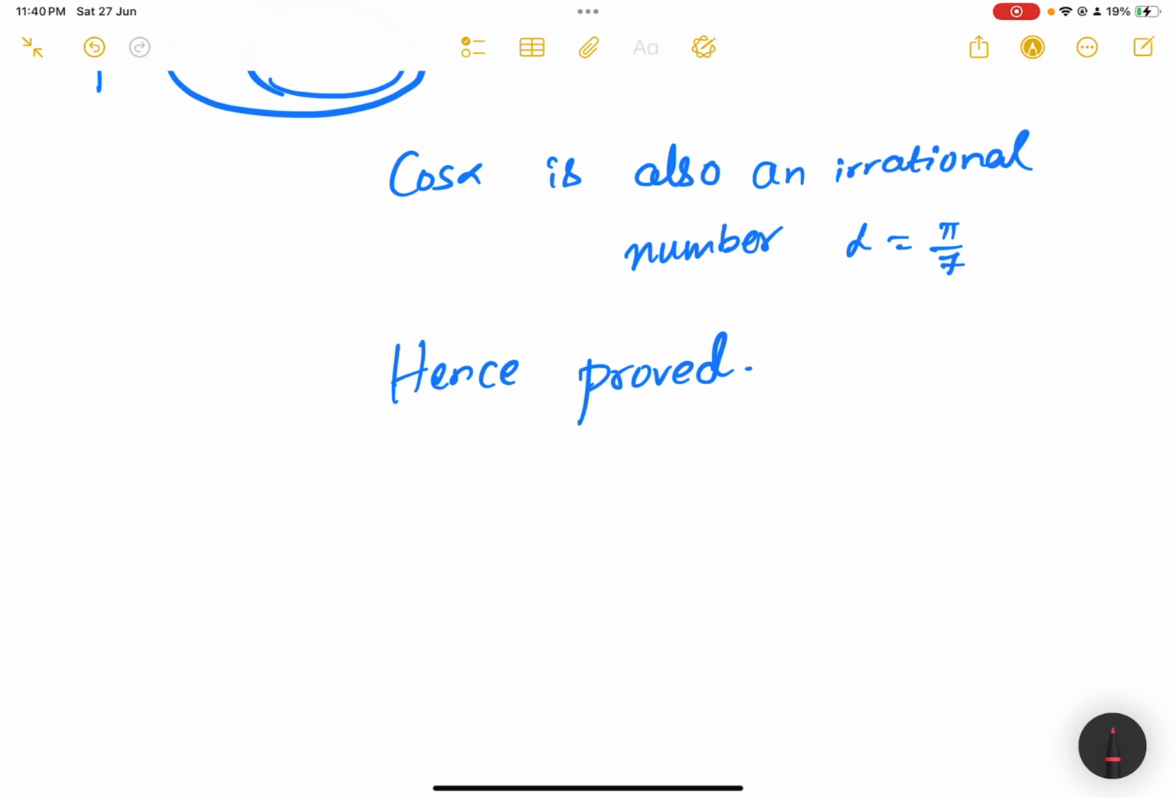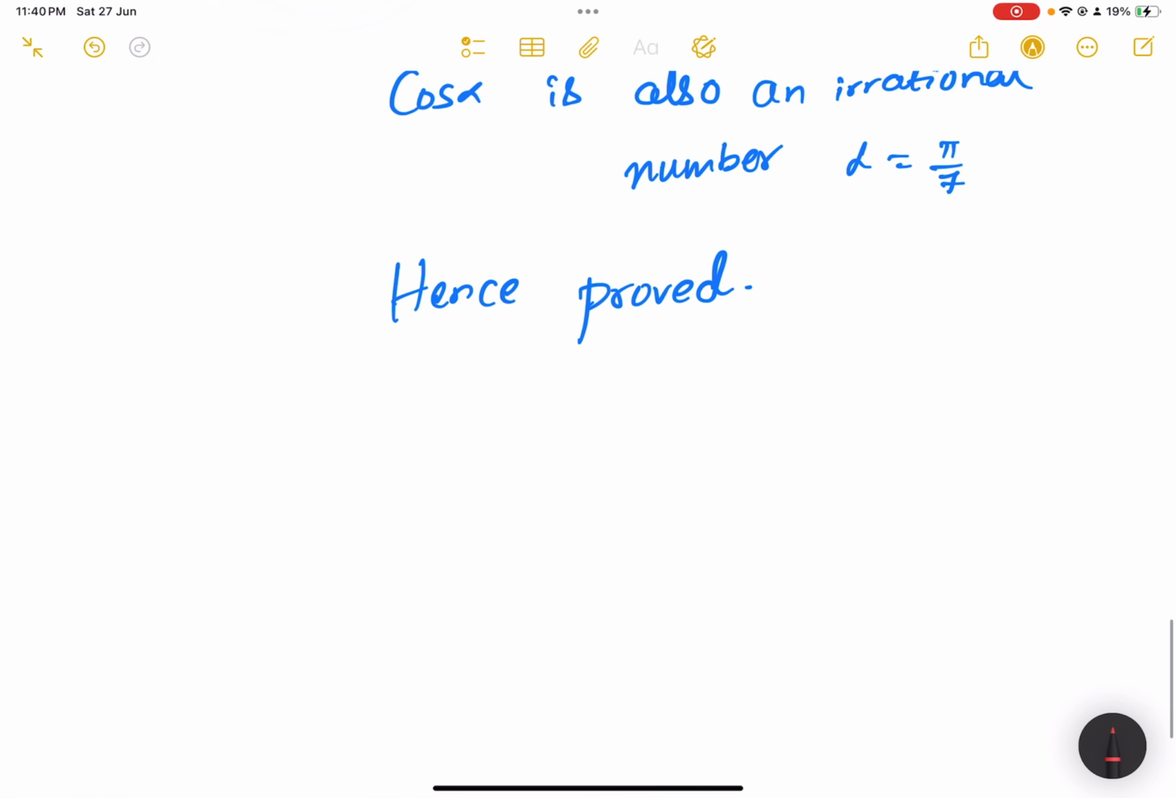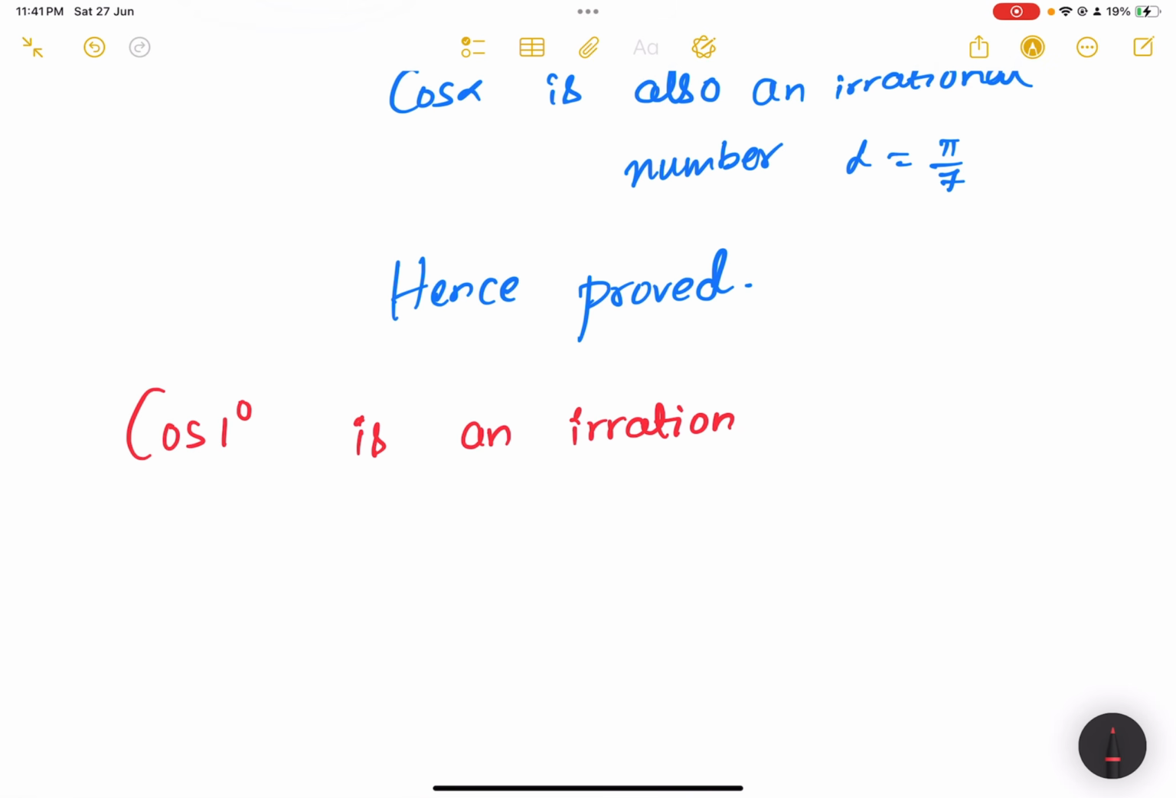At this point, I would like to leave you with a homework problem. And this will be the next problem that is going to be discussed in the next video. So can you prove that cos 1 degree is an irrational number? The method that we have discussed in this video will not work for this. You have to think of something creative and come up with a new approach. So give it an honest try.